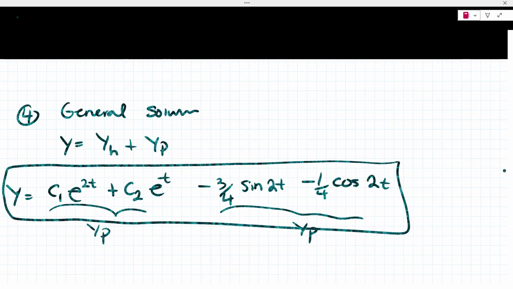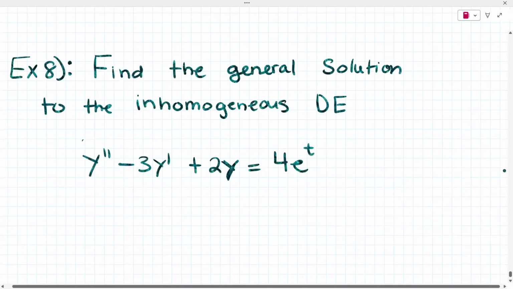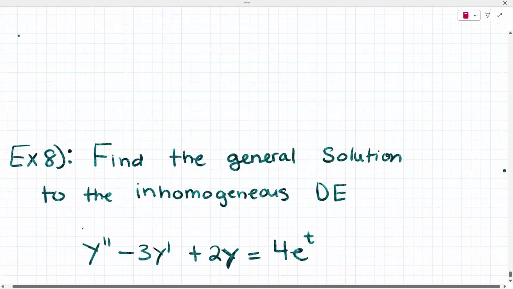Okay, I kind of lied. We still have a few more examples. We have two more examples. Actually, one more. Yeah, this will be our last one.